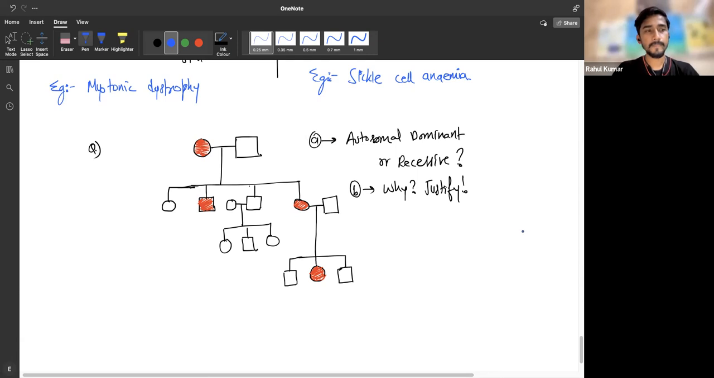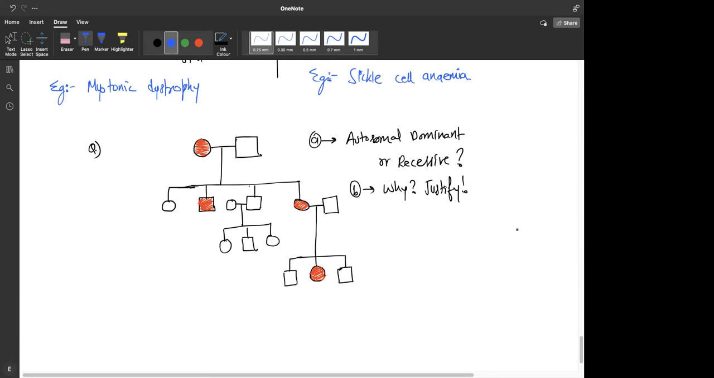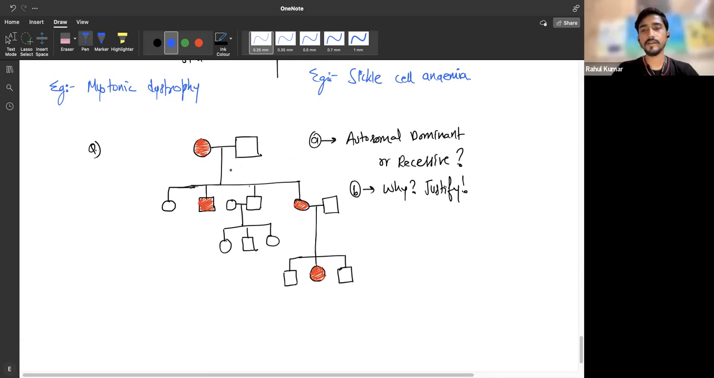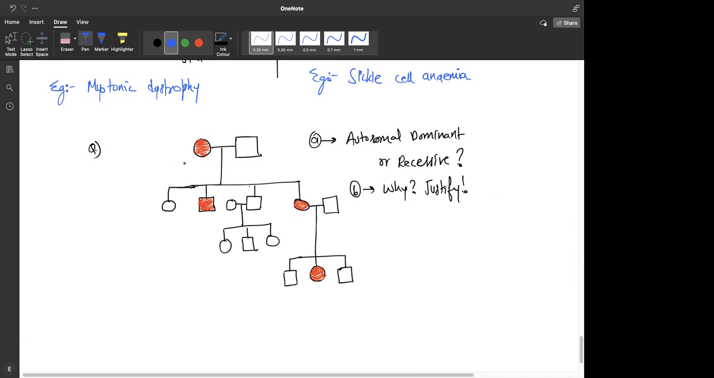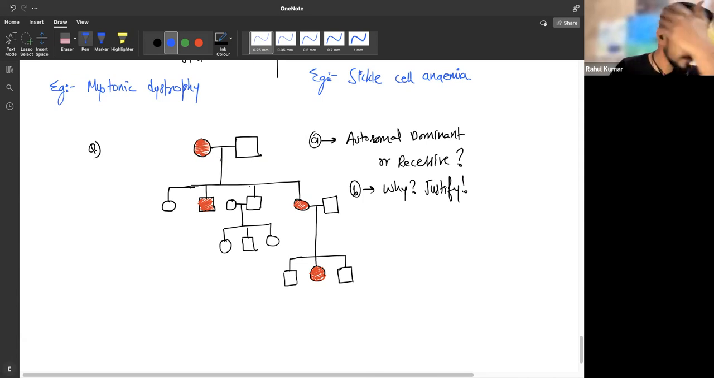Mamuna, what do you think? Sir, for me also autosomal dominant. Okay. So let's go to Saifullah first. Saifullah, why do you think it is recessive? So it is mostly being expressed in homozygous condition. Okay. And is it really? Mamuna, why do you think it is dominant?